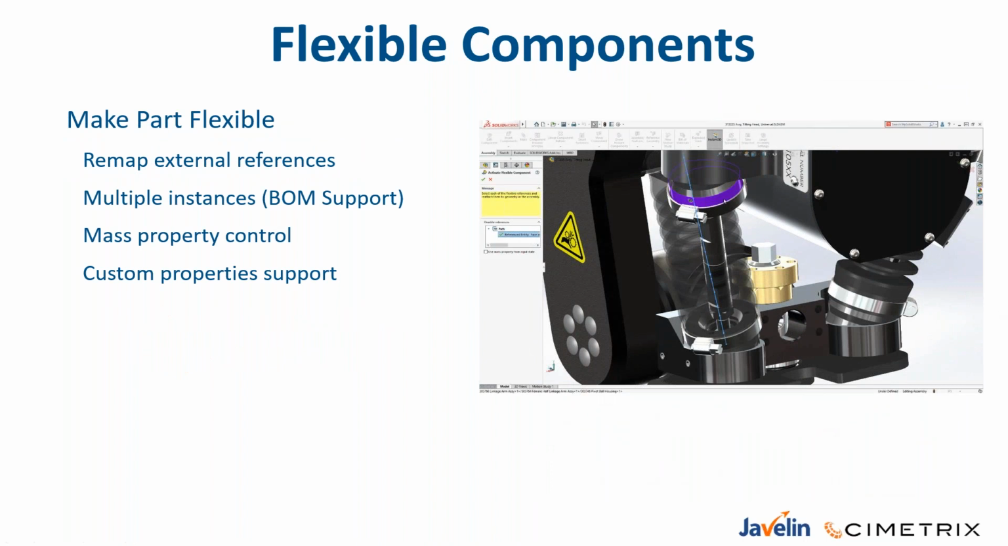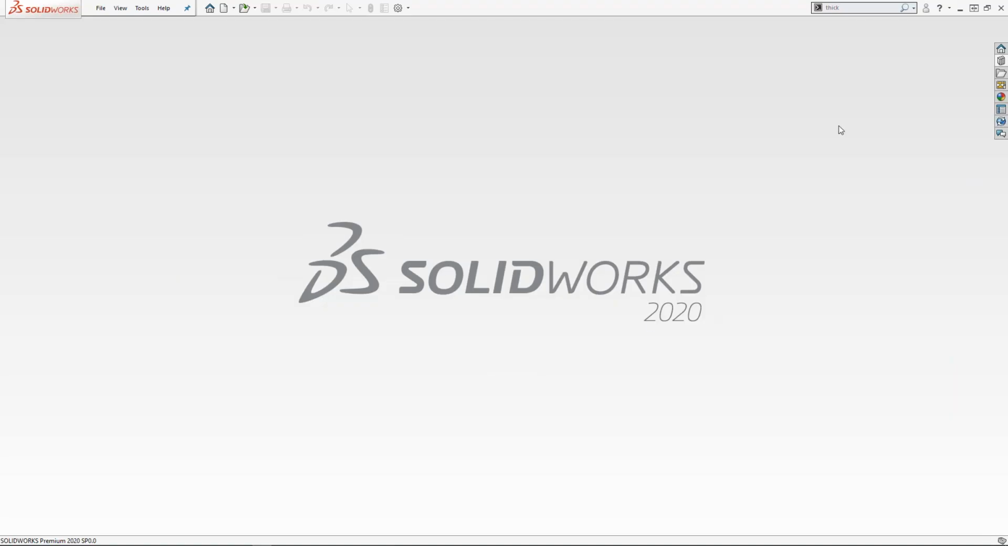Now, our next part is about flexible components, and flexible components are great if you're showing various different configurations for parts like springs or bellows or hinges. Flexible components allow us to show those on the fly in our assemblies, and it allows us to have multiple instances and support it in our BOMs, and it supports mass properties and custom properties as well. So let's take a look.